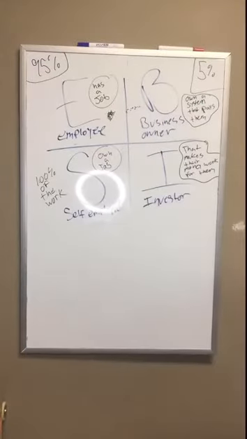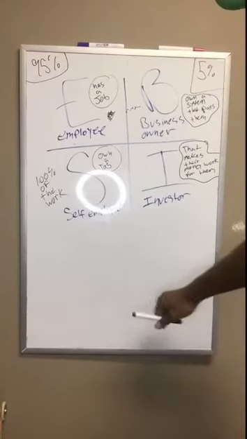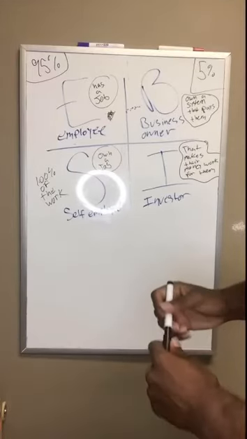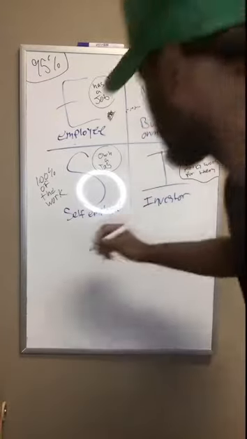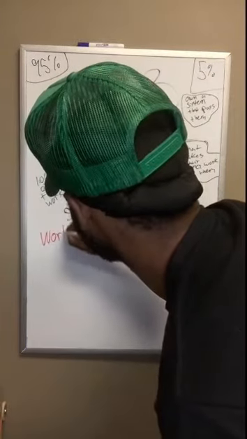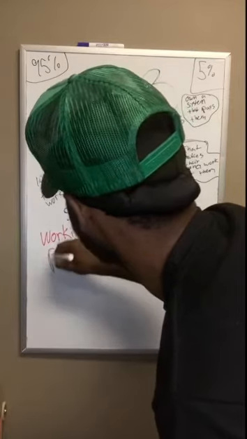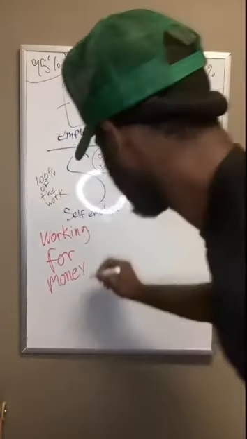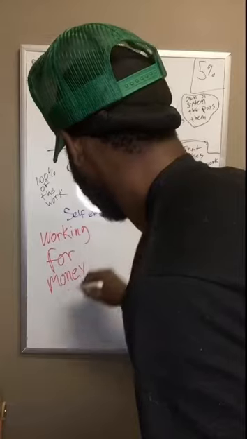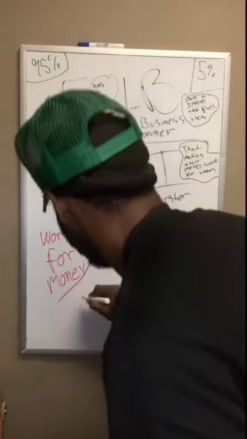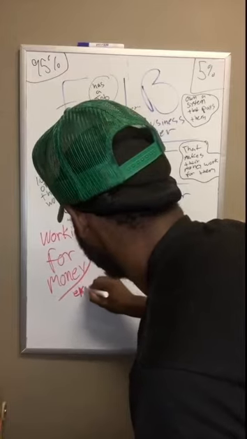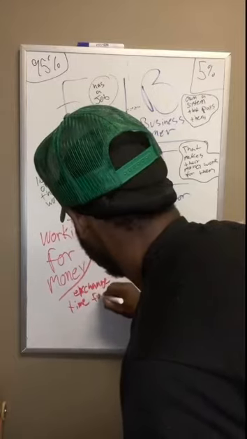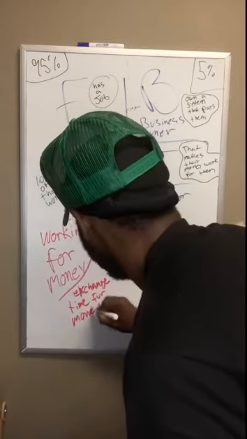Boom. So another difference between the left side and the right side will be how they earn their money. So how they earn their money. On the left side, they are working for money, exchanging, I'll put slash, exchanging time for money. Don't talk about my handwriting.